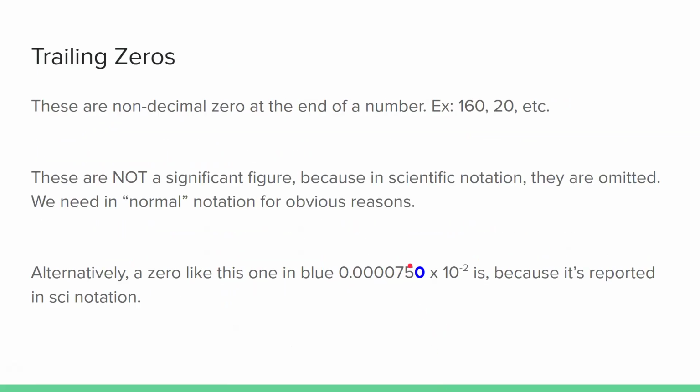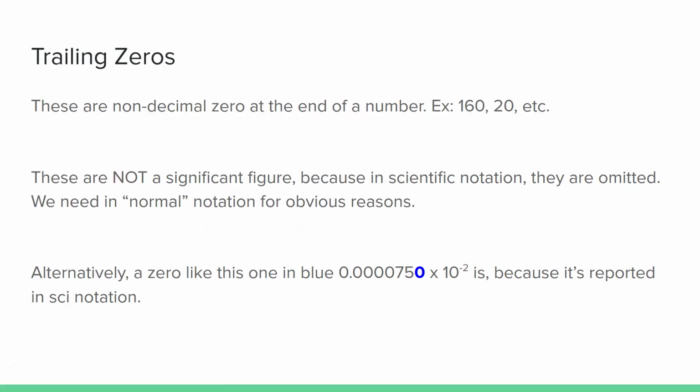Trailing zeros. I was talking about how zeros past the decimal point matter and are significant. But zeros like this are not considered significant figures. So this would have two significant figures and this would have one. And that's because it's called a trailing zero. That means that it's a zero, but it's not after a decimal point. So once again, these are not significant figures.